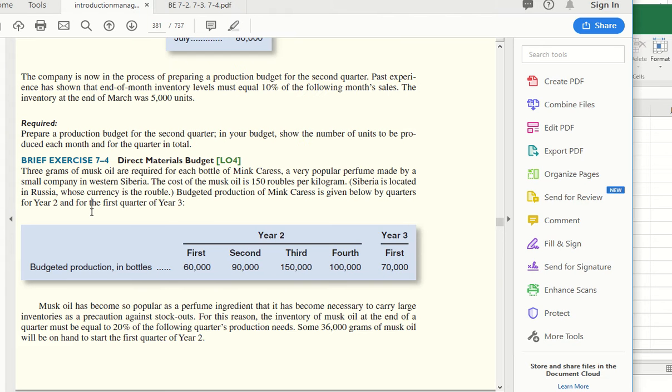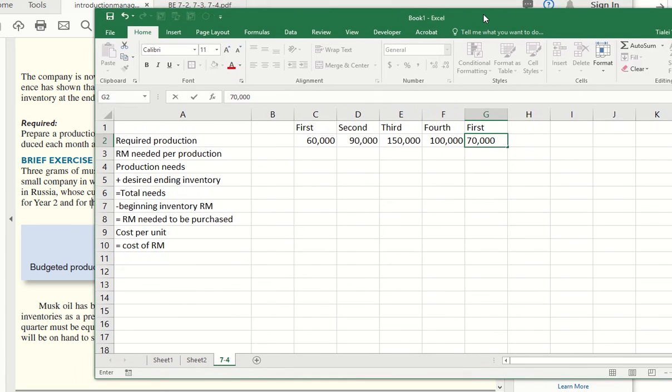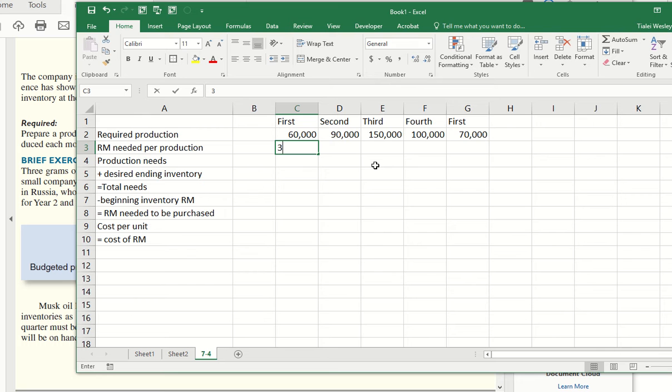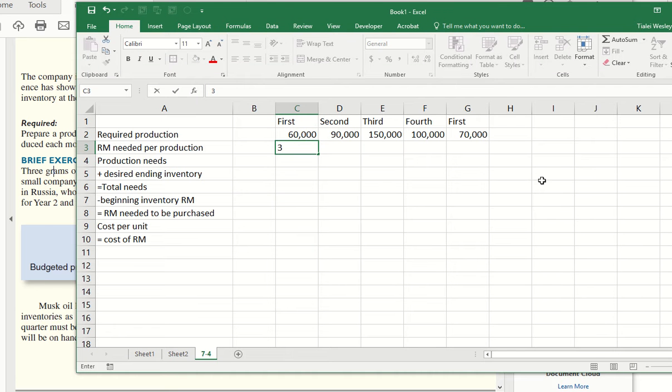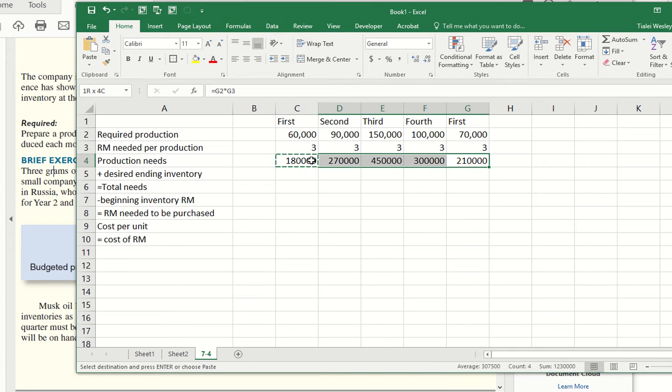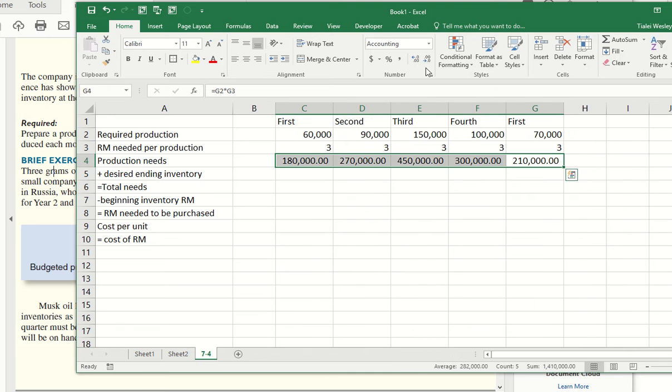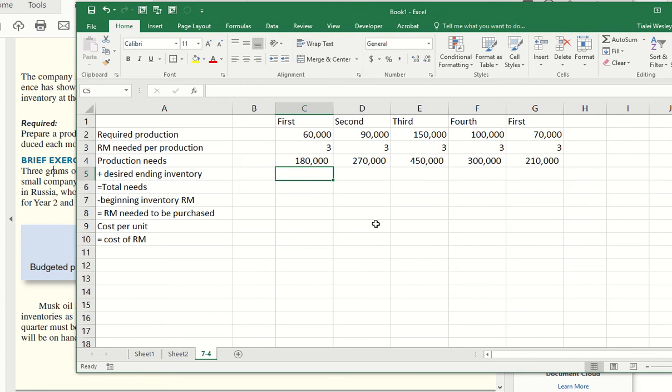Okay, so we're going to need this much production, and we need 3 grams of, hopefully they're kilograms of, musk oil, right? 3 grams of musk oil for every single bottle, and these are the bottles. So I need to convert this to direct materials because this is a direct materials budget. Every single bottle I have to have 3 grams of musk oil. So my production needs are those 3 grams. I could times that across. This is the grams, so I have converted it to grams. So this isn't necessarily a dollar amount. These are grams.